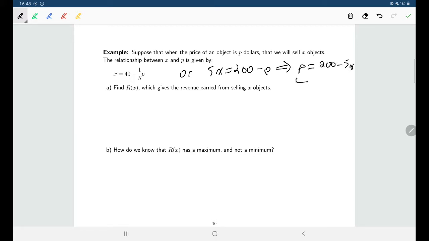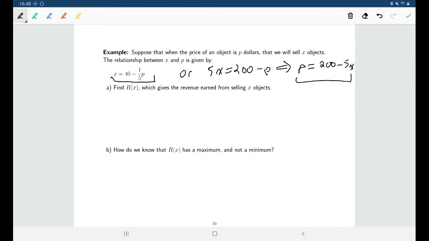so we have two equivalent ways of expressing this relationship between the number of items we sell and the price that we're going to sell them at. Either you could say X, the number of items you sell, is 40 minus 1/5 P, or you could say P, the price that you're selling them at, is 200 minus 5X.